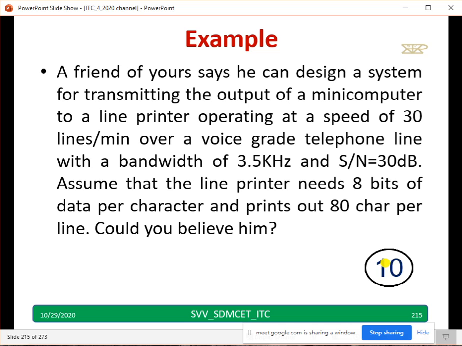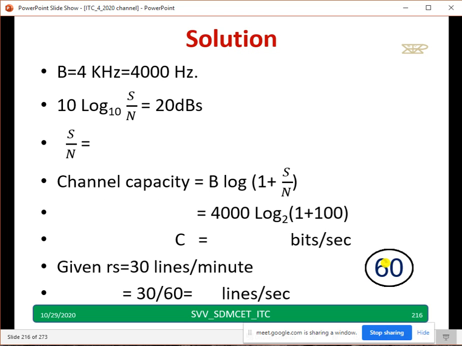Note down these: 30 lines per minute, 3.5 kilohertz bandwidth, S by N equal to 30 dB, 80 characters per line, so that we can solve the problem. Now, given B equal to 4 kilohertz, and 10 log S by N is equal to 20 dB, find out S by N. Channel capacity C equal to, all of us know, B log 1 plus S by N. B is given 4 kilohertz, S by N will be 100. Fill that 100 and calculate.